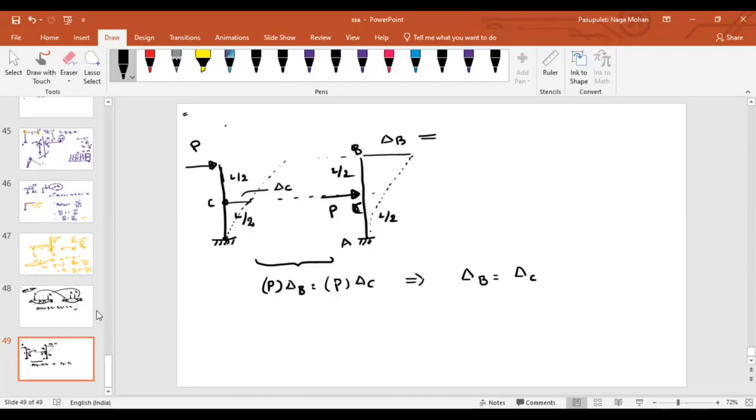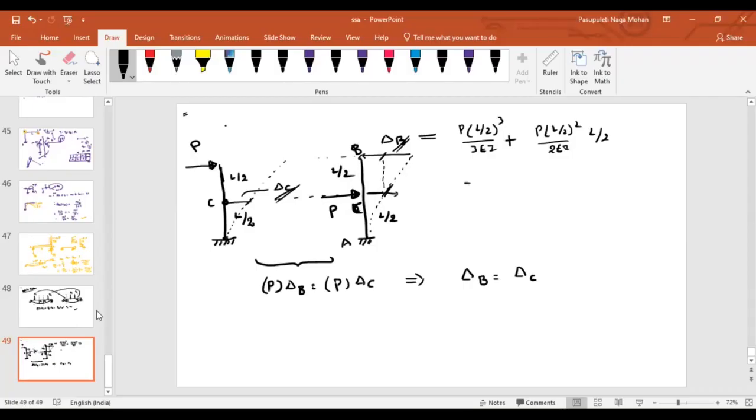Because of this load, what is the deflection here? If I simply do it, what is the deflection from here to here? P into L by 2, P L by 2EI, that is the rotation at this point. So delta C is P times (L by 2) square by 2EI times L by 2. That means this deflection is nothing but this deflection.